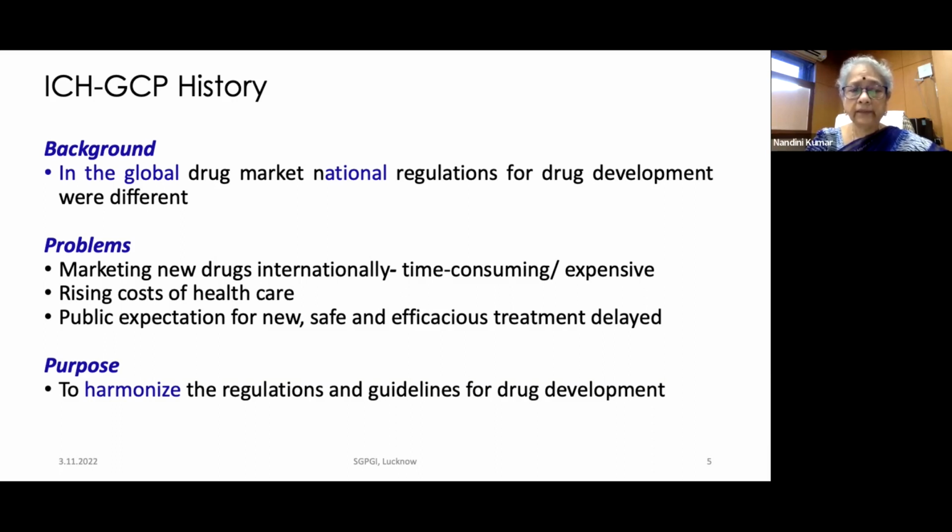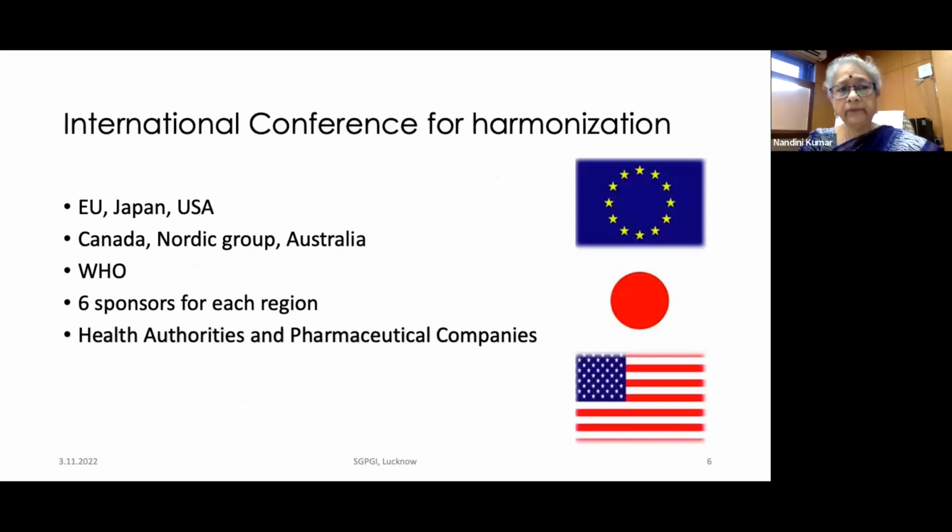So when the product came into the market, to make up for all the expense incurred during that period, which was time consuming and expensive, this was passed on to the consumers. Healthcare became very costly, and moreover, the public was expecting that something would come into the market, as they had lost all hope with the current therapeutic measures. So it was felt that one needed to harmonize these regulations, and that's how the biggies, the EU, Japan, and USA, came together with representation from Canada, the Nordic group, Australia, WHO, and 6 sponsors from each region, along with representatives from health authorities and pharmaceutical companies. India was not a part of it at that time.